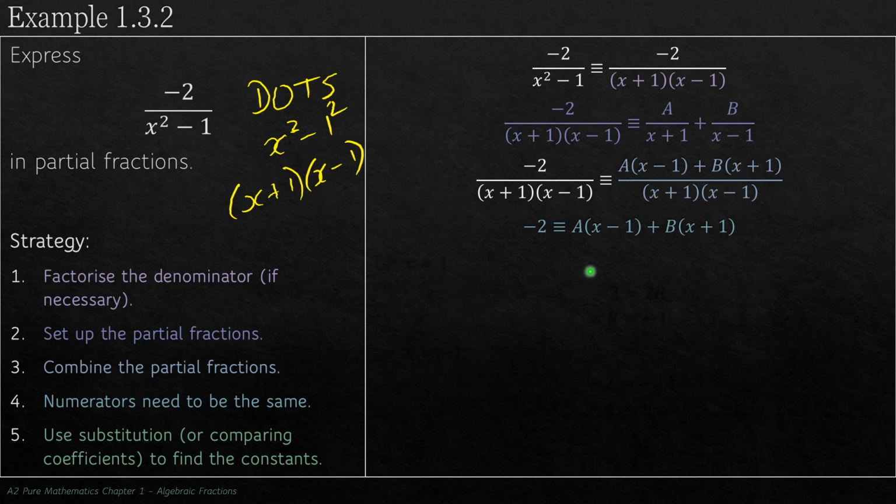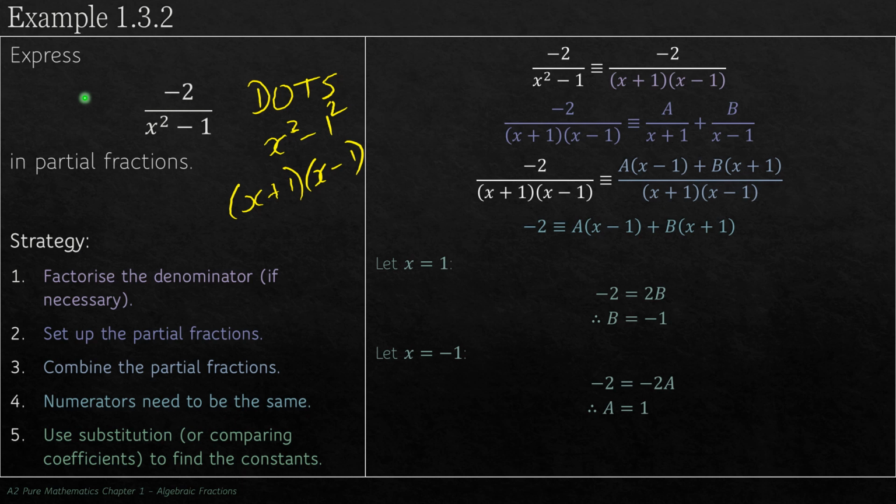Hopefully you had a go at using substitution because it is quicker in this case. So letting x equal 1 is a good idea because that gives you an equation where A doesn't appear. So from that we can find our value of B. And the other clever value of x is -1. Sub that in and we won't get B appearing in our equation. So now we know A and B.